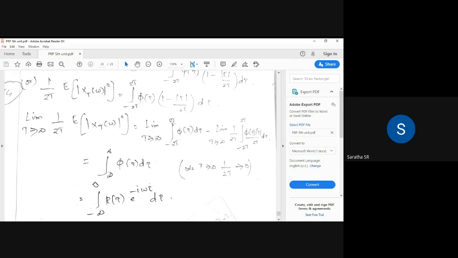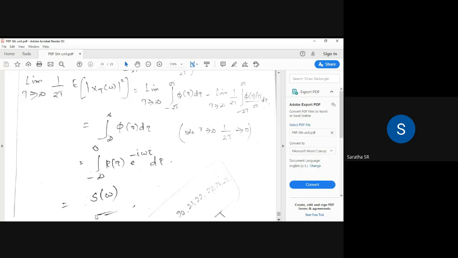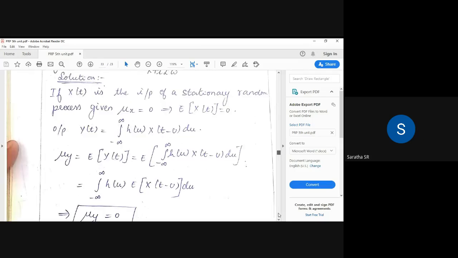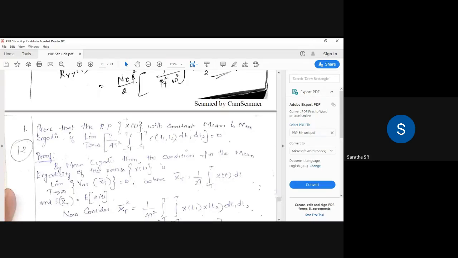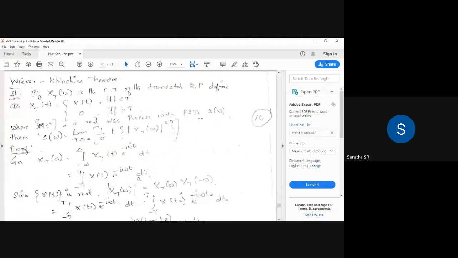In the limit, if you replace, we get the integral from minus infinity to infinity of modulus pi of tau d tau. We already assumed that pi of tau was R of tau e power minus i omega tau d tau. So now you replace it again. That is equal to Sxx of omega. This is your given statement of the Wiener-Khinchin theorem. The Wiener-Khinchin theorem statement we obtained.